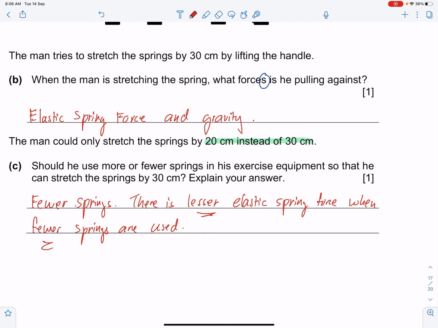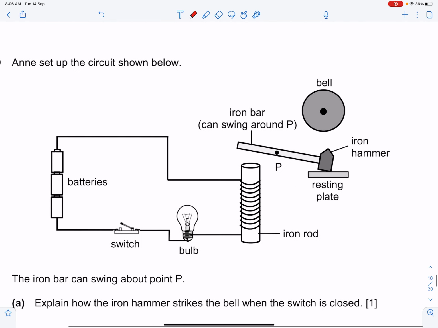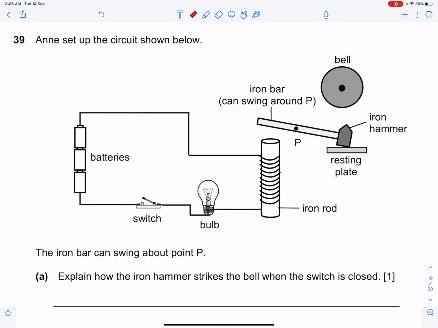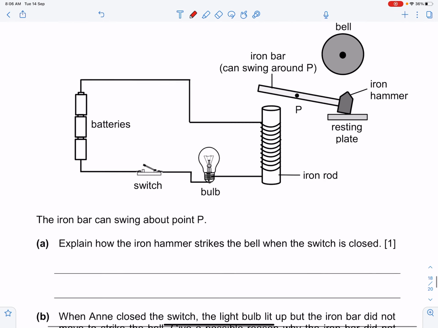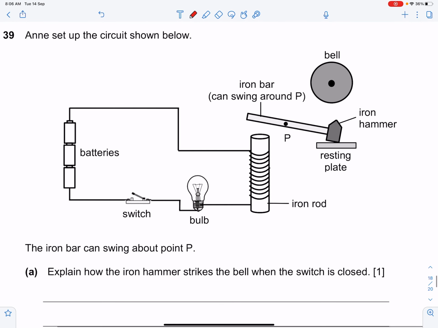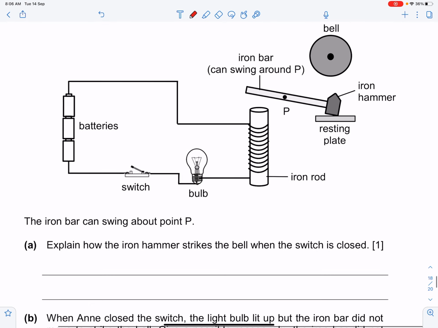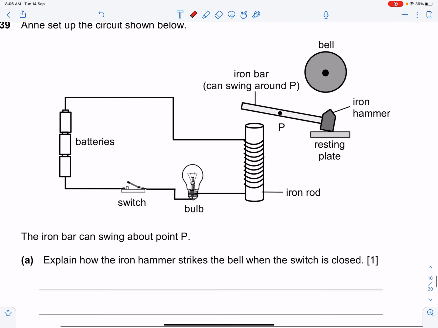Okay, moving on. Okay, and set up the circuit shown below. The iron bar can swing about point P. Explain how the iron hammer strikes the bell when the switch is closed.